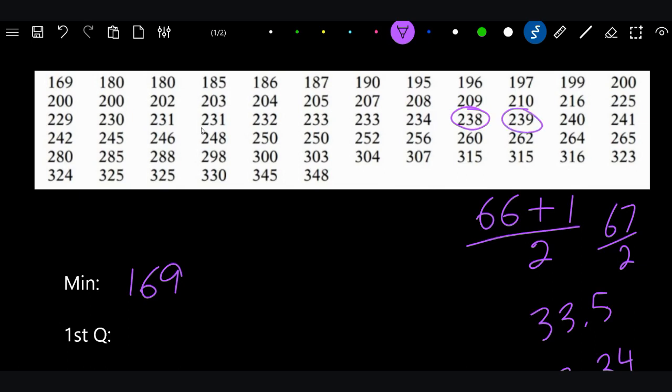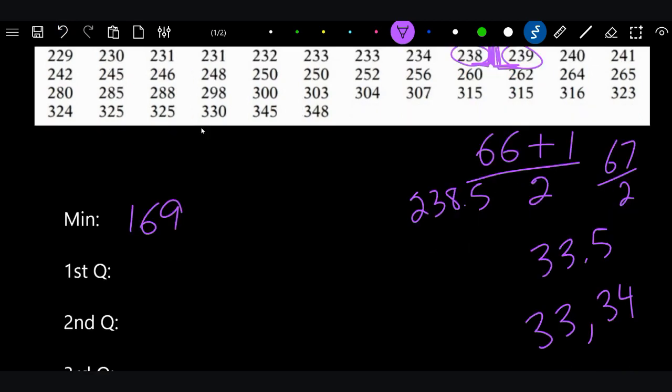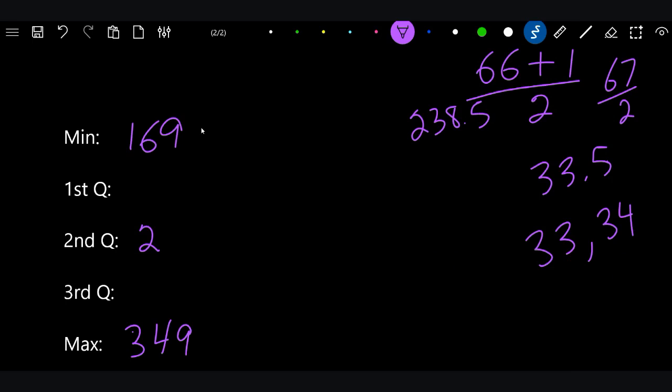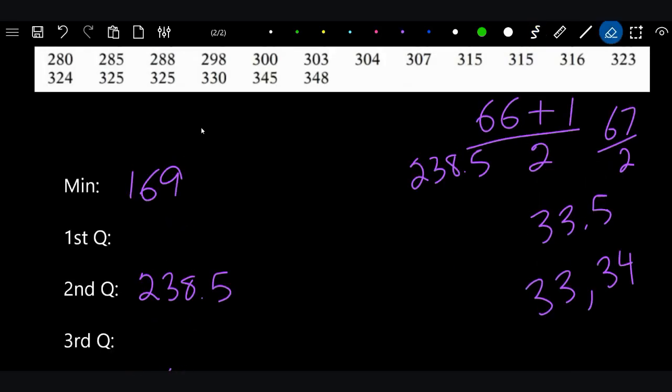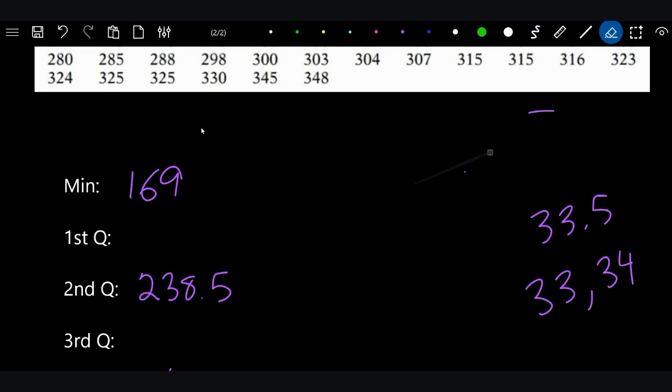So the middle of this thing is right here between these 2. This one is part of the first set. This one is part of the second set, okay? But we're going to take these 2 and average them, and that's going to tell us our second quartile. All right, so 238 plus 239, basically that's going to be 238.5. So that's our second quartile, 238.5. Okay, let me erase some of this stuff so you can see what we're doing.